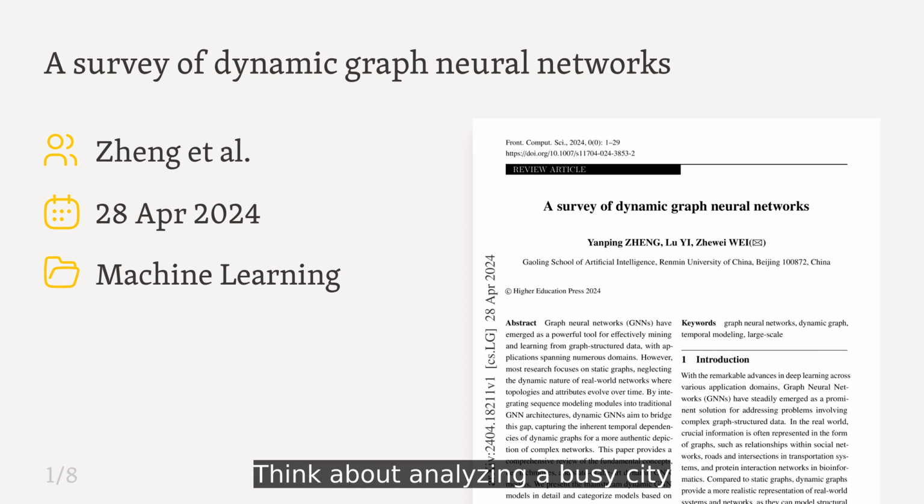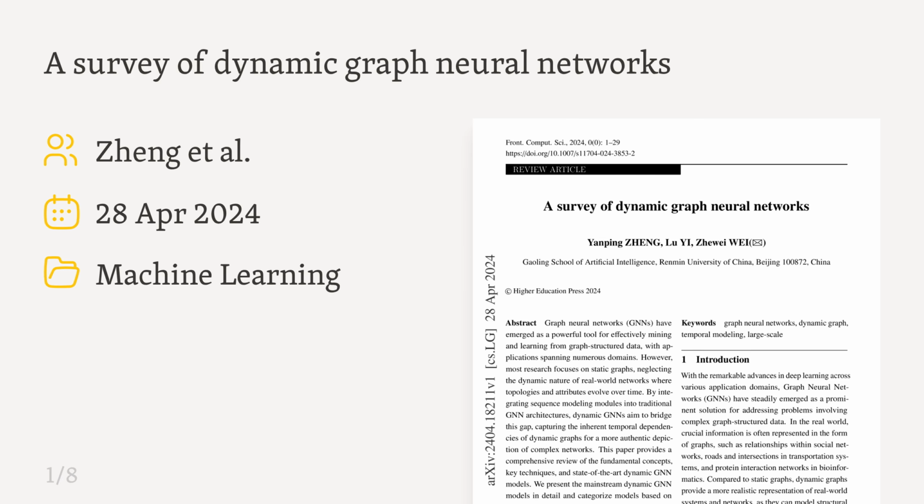Think about analyzing a busy city traffic system using only a single photograph. You would miss the flow, the congestion, and the evolution of rush hour. This limitation drives the research in the paper A Survey of Dynamic Graph Neural Networks, which explores how to bring the dimension of time into graph learning.